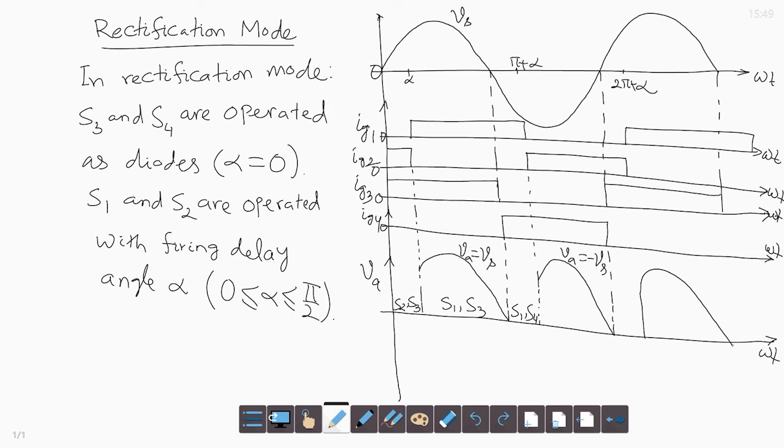As you can see from the output voltage waveform, the average voltage VA is positive. Positive average voltage gives forward motoring operation of the drive. At the same time, the waveform is the same as that of a semi converter.